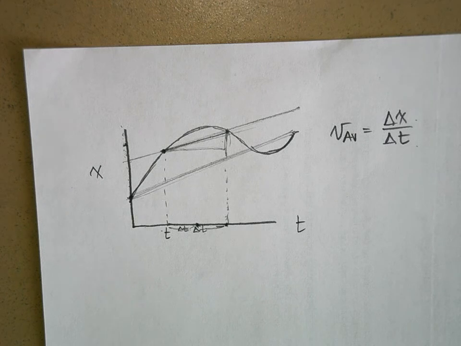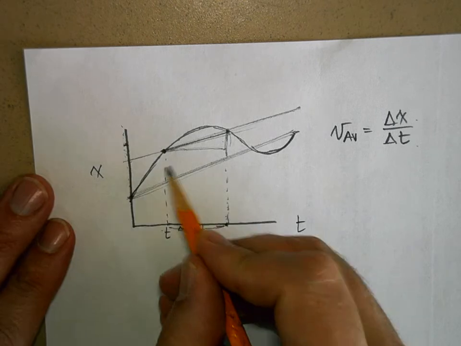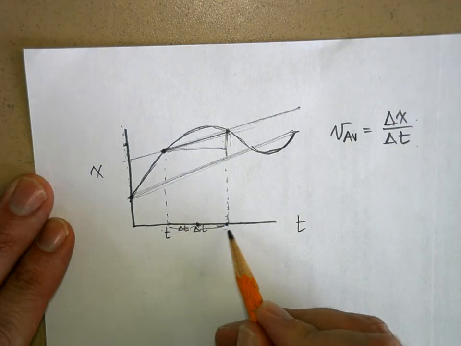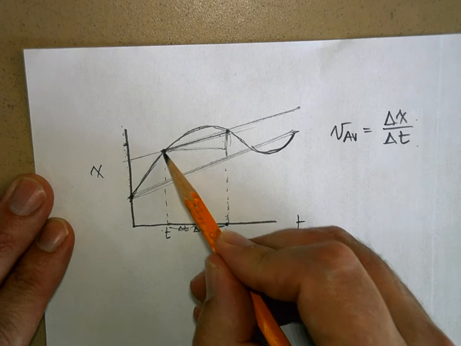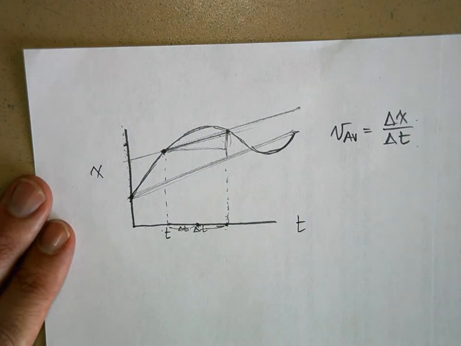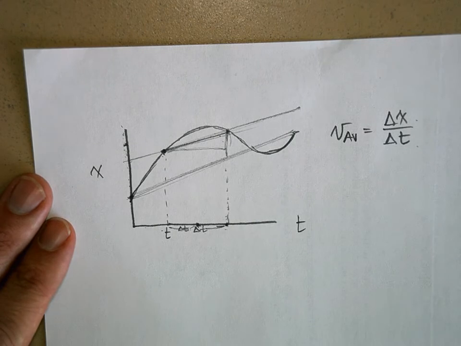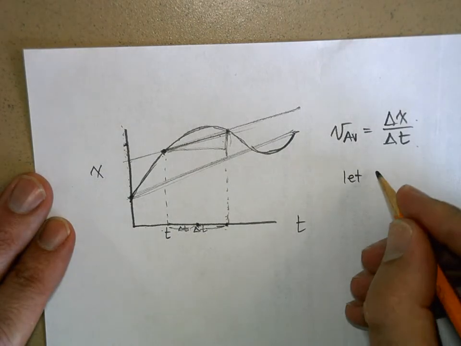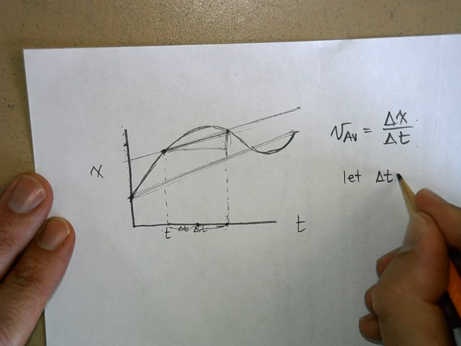But that's not what I want to know. I want to know how fast am I going at this time right here. Not averaged over this whole time span. I want to know right here. How fast right there. So I'm going to do a trick. Let's let delta t get really small.